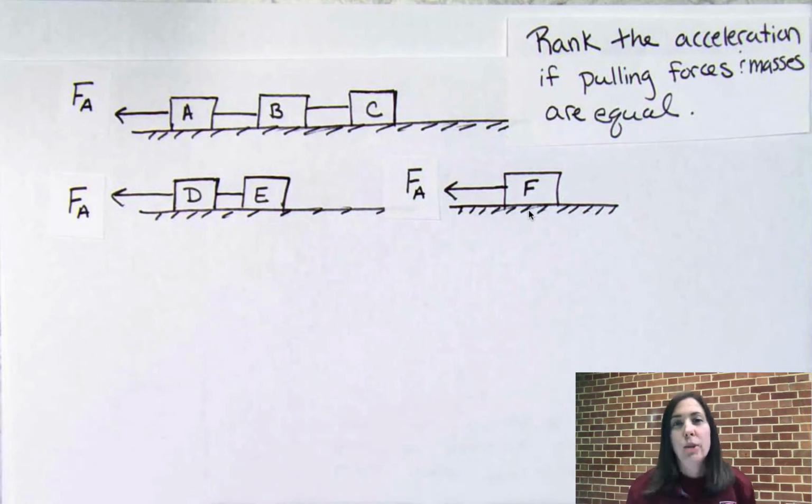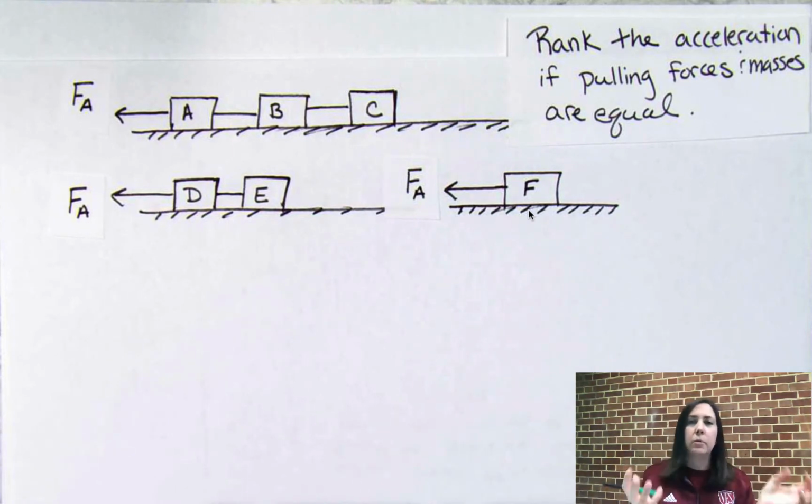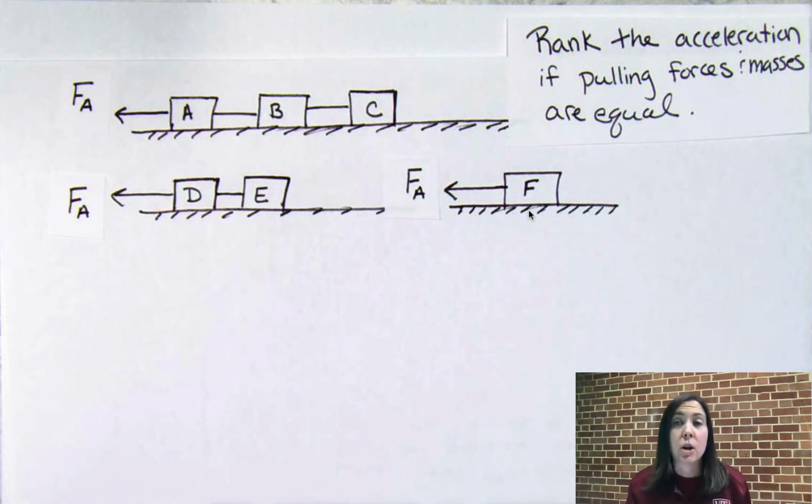There are a lot of questions about tension and forces when you have a string of objects or boxes. Think of them as like a train car. And so my first example for this video is going to be ranking the acceleration of each of these boxes if the pulling forces are equal and the mass of each little box is equal.